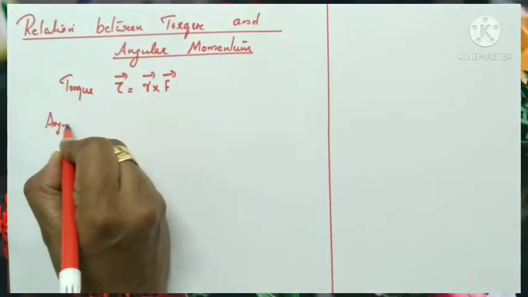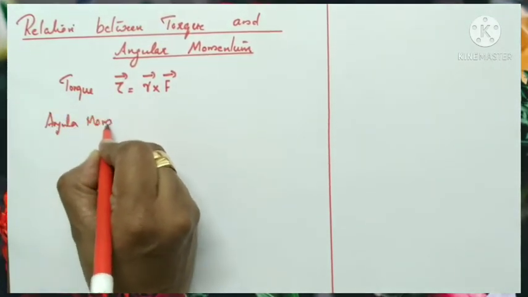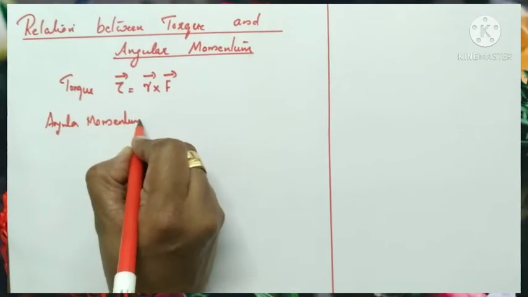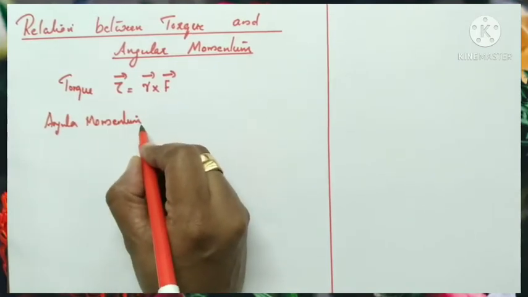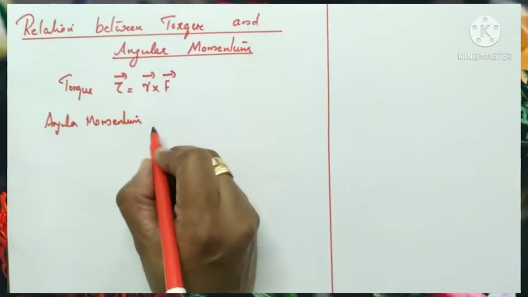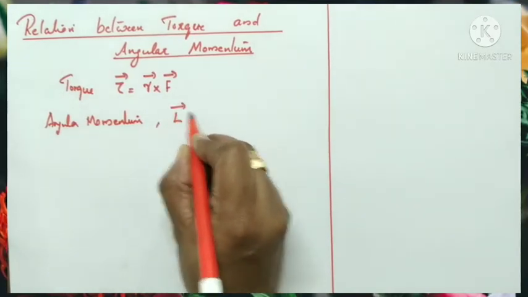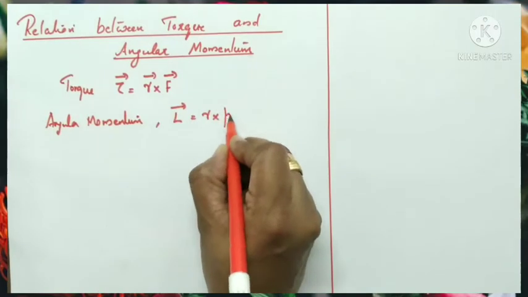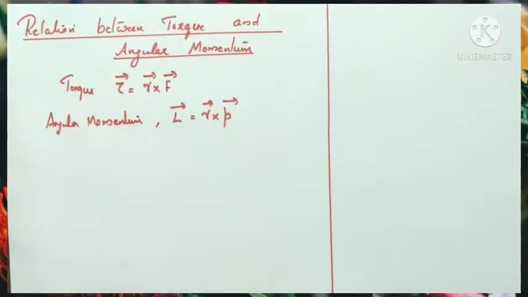And again we know angular momentum. Angular momentum is the rotational analog of momentum, and it is also called moment of momentum. Angular momentum is given by L equal to r cross p. Clear? Now we can derive the relation between torque and angular momentum.